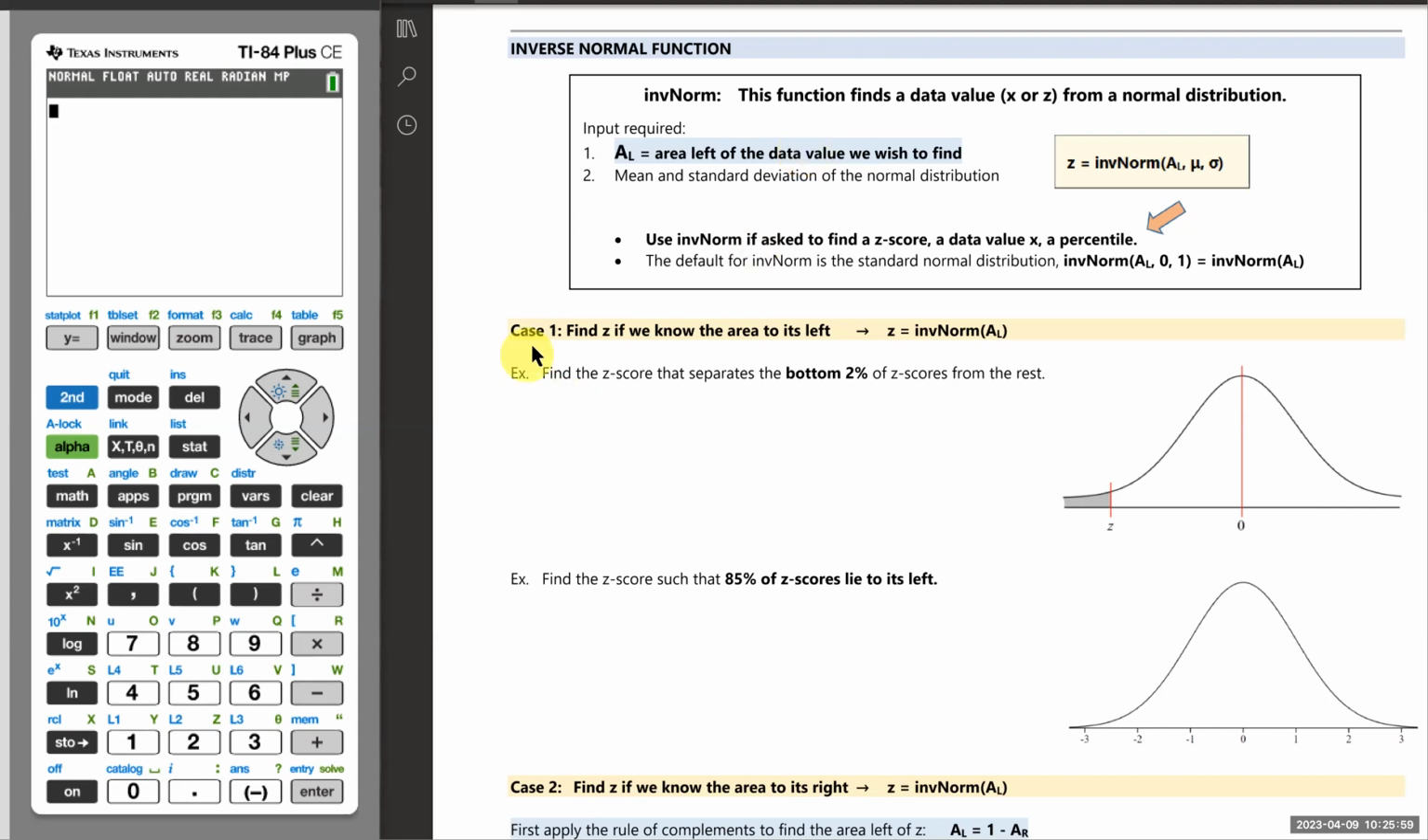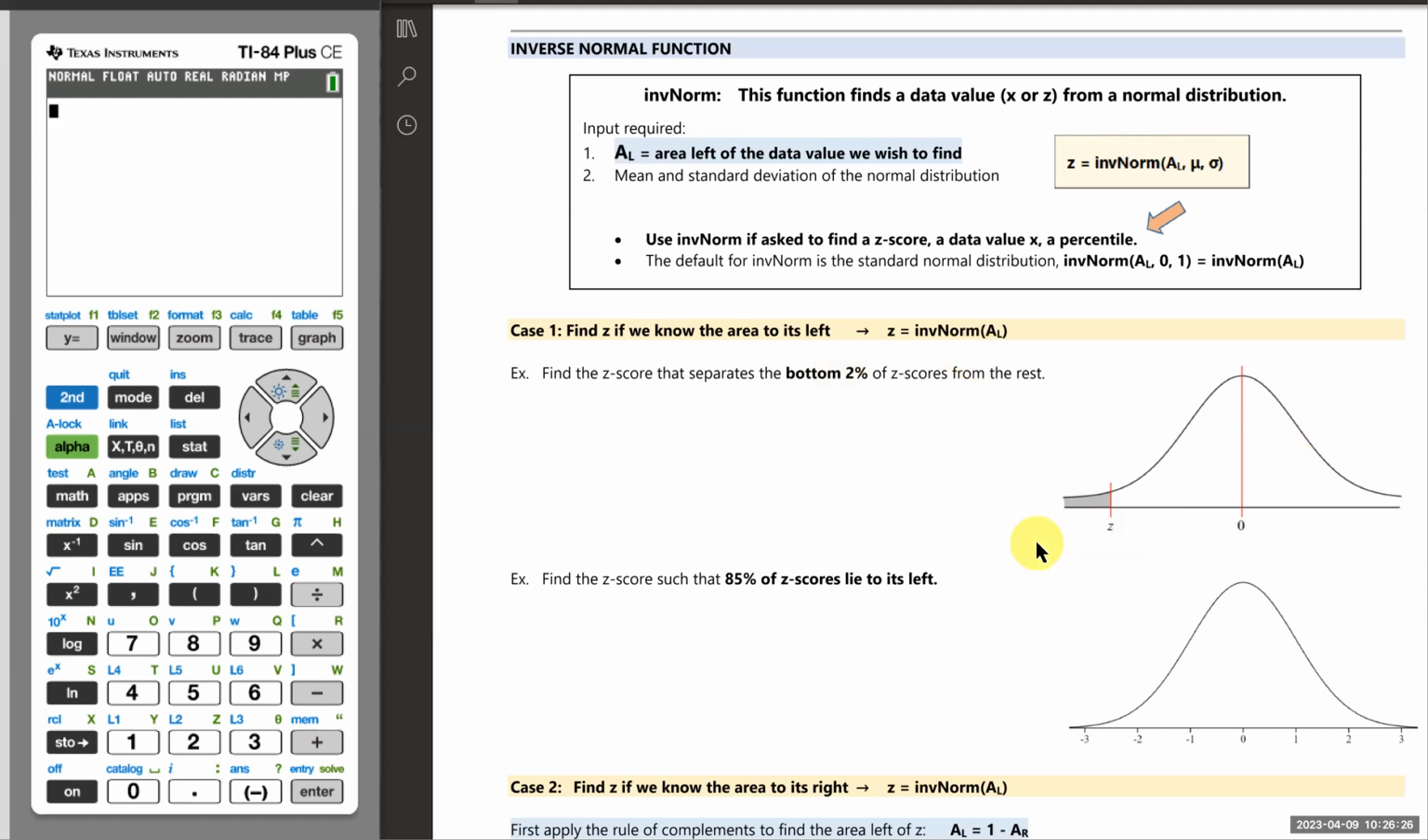So case one is, what if you know the area to the left of the z-score you're trying to find? Then it's going to be just a one-step process. If you know the area left of the z-score, inverse norm can give you that answer. So let's look at the example. Suppose we want to look for a z-score that separates the bottom 2% of z-scores from the rest. And we've got a sketch of that here.